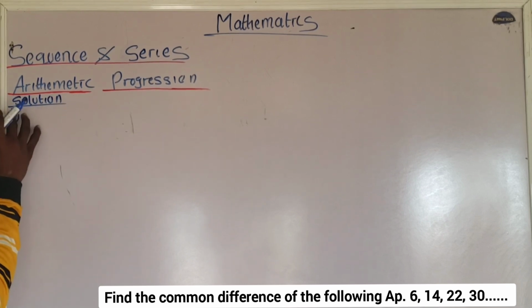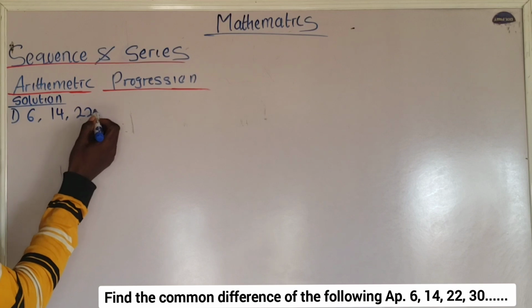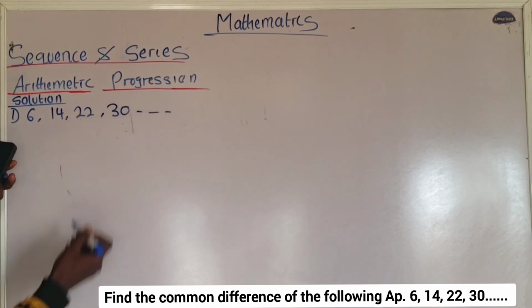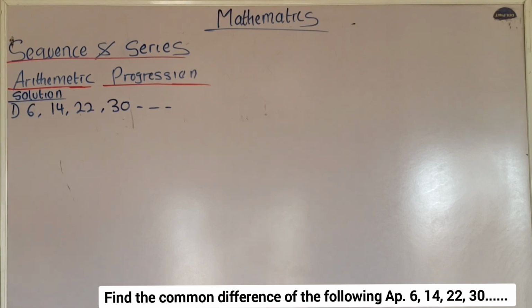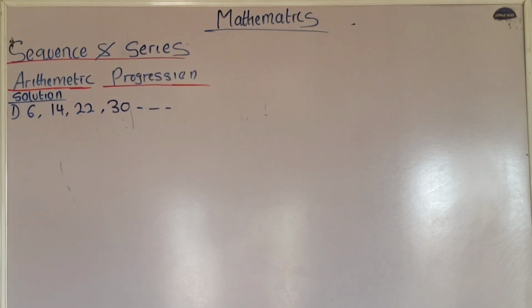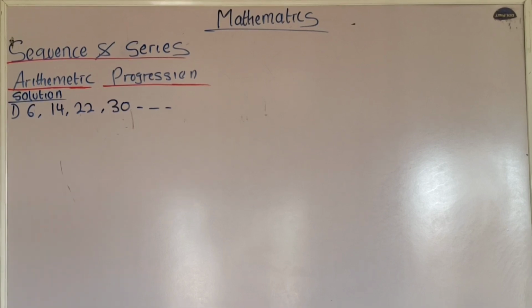We have 6, 14, 22, and 30, then we have an infinity dot. Now how do we find the common difference? In our previous class I told you that the difference between any two consecutive or successive terms in your AP will give the common difference. I also took time to explain what is meant by successive terms.